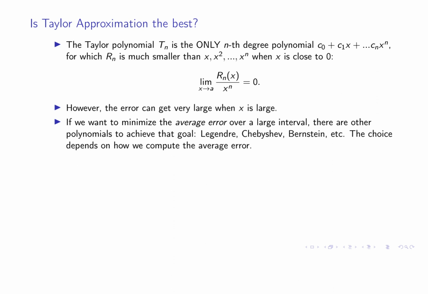So for many practical problems, people use a different approach. Instead of trying to fit a polynomial very close to x equals 0, they try to fit it on some large interval by minimizing the average error, basically minimizing the average gap between the two curves. Depending on how people compute that average gap, there are many ways to compute the average. People use different polynomials to achieve that goal, so-called Legendre polynomials, Chebyshev, Bernstein, and so on.